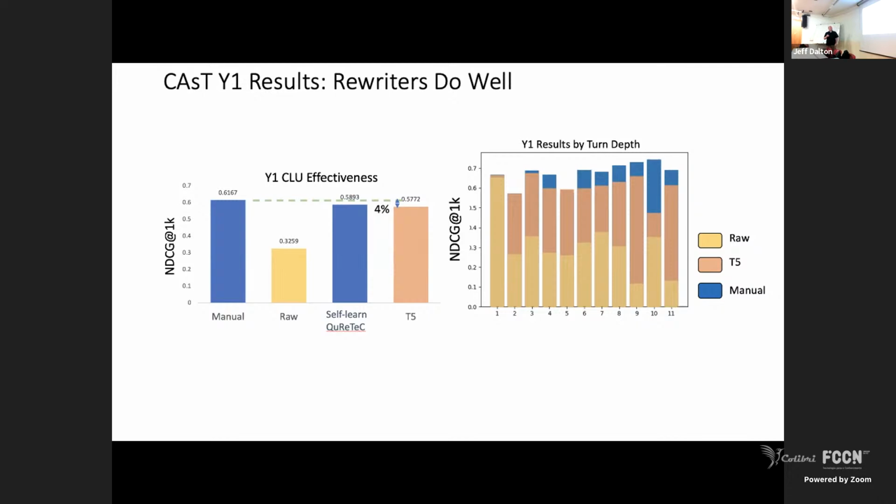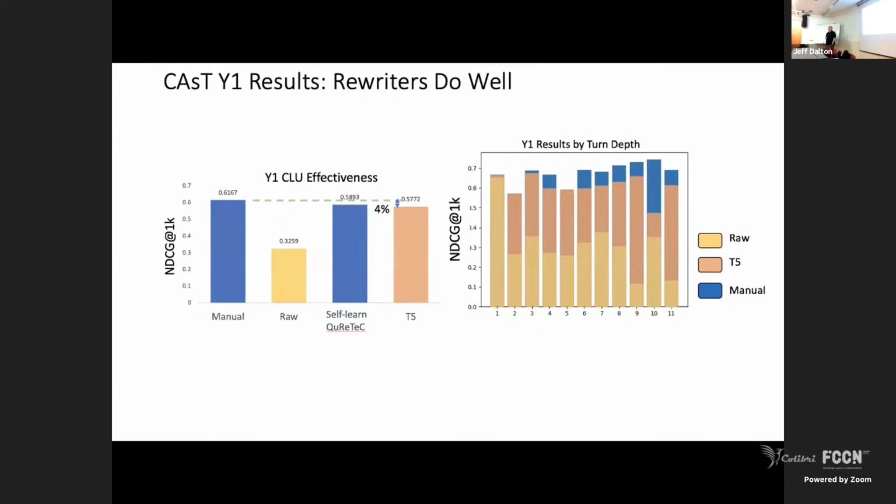We have the raw, just using the raw query without any context. We have the query expansion method, QuReTec, right? And we have a T5 trained on CANARD. And what we see here is that both CANARD as well as QuReTec perform actually quite well. So with just these previous terms, there's only a 4% gap between the methods here.